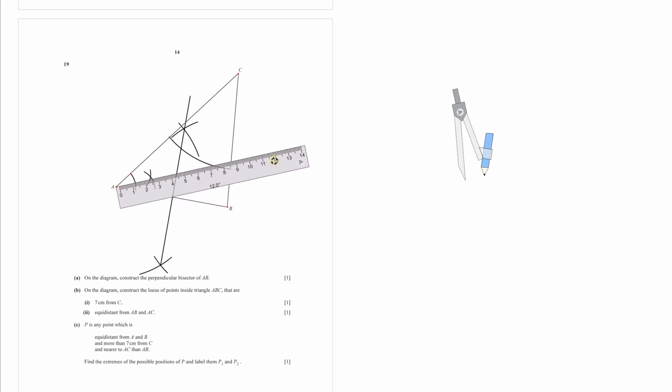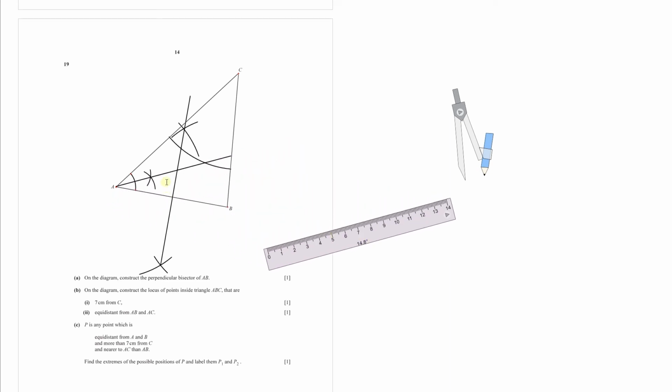So let me draw this here. This will go through this, and then you have to remain inside the triangle, so up till this line BC. So now all the points on this line will be equidistant from the line AC and AB.